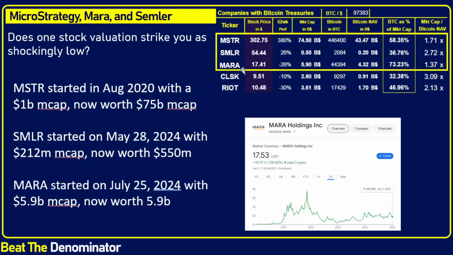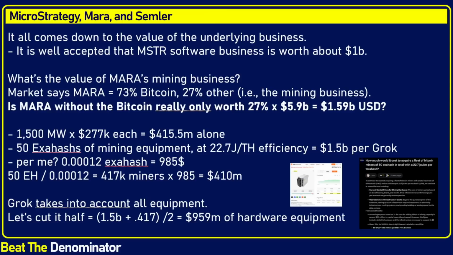So much of this video is going to be focusing on Semler and Mara because I cover MicroStrategy all the time on this channel. By now, you should know a lot about MicroStrategy. But we're going to compare Semler and Mara, beginning with Mara and asking ourselves, why in the world is Mara so cheap? Why is it trading only at 1.37x Bitcoin net asset value? Why is it trading so cheaply?